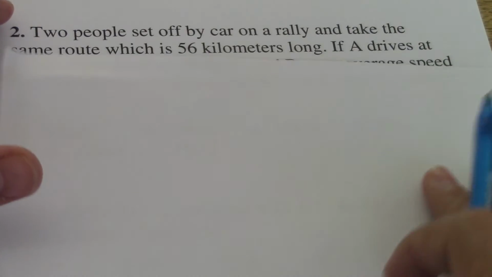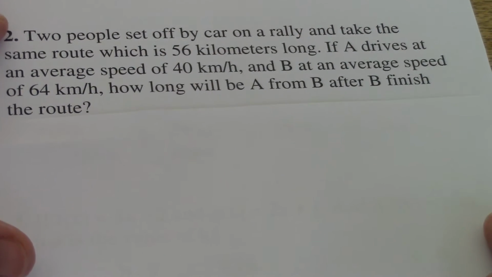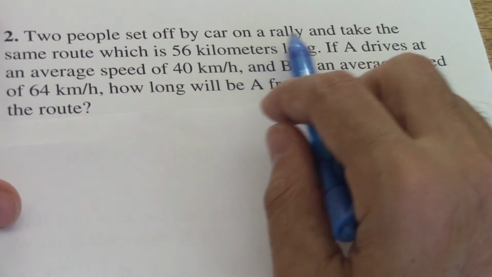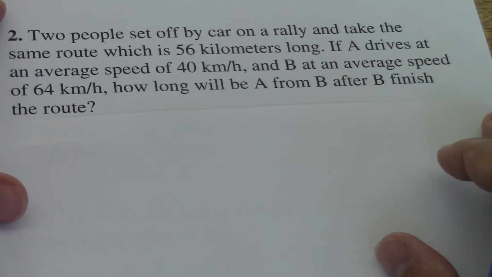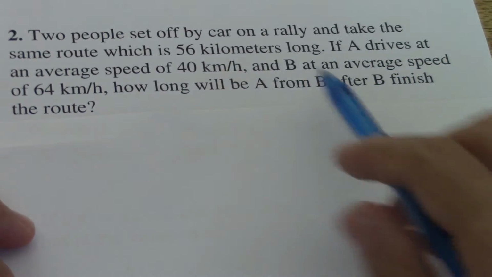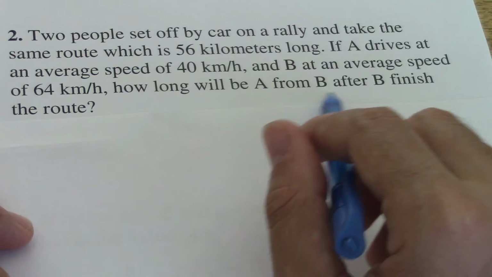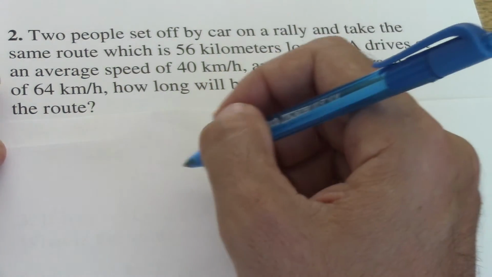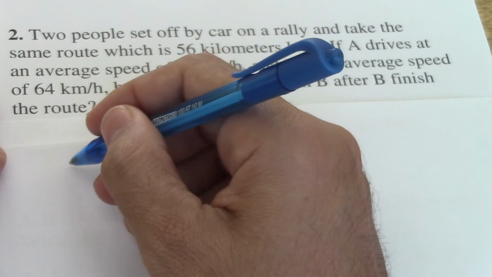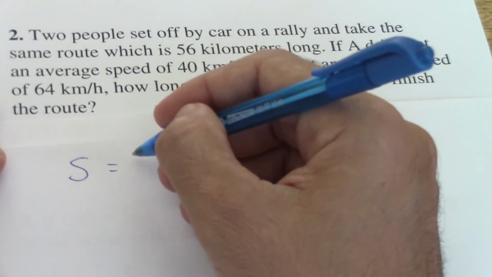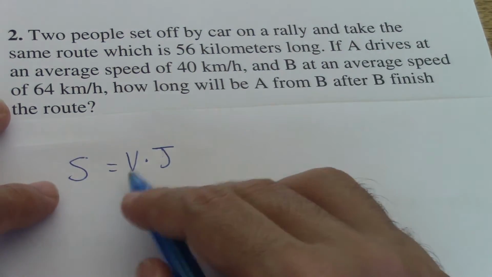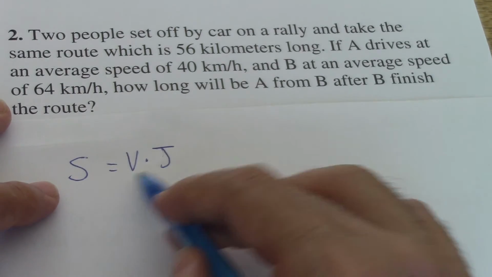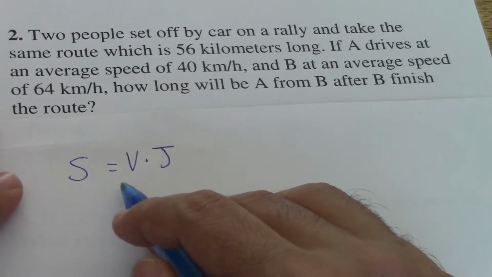This one says that two people set off by car on a rally and take the same road, which is 56 kilometers long. If A drives at an average speed of 40 kilometers per hour and B at an average speed of 64 kilometers per hour, how long will it take A from B after B finishes the route? So we know that here, remember there is a formula, distance is equal to velocity times t, or time. Okay, that's very important for those kinds of problems. This is like the very basic formula of physics, like the first one everybody learned.